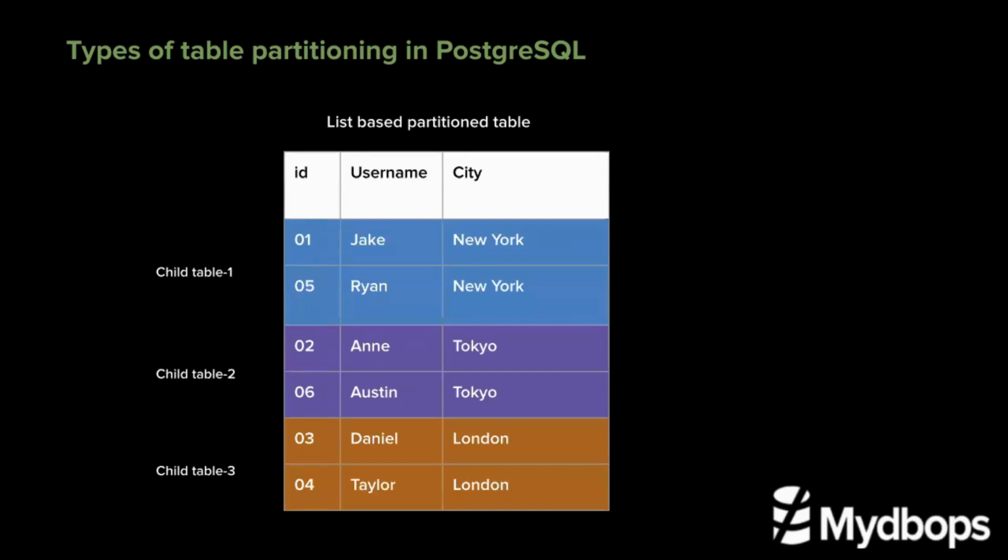So here's the example. Here the data is distributed based on the column city. So that is a list-based column, and the data is segregated based on that particular list. All the data having the same list column value, in this case the same city, comes under one particular child table.